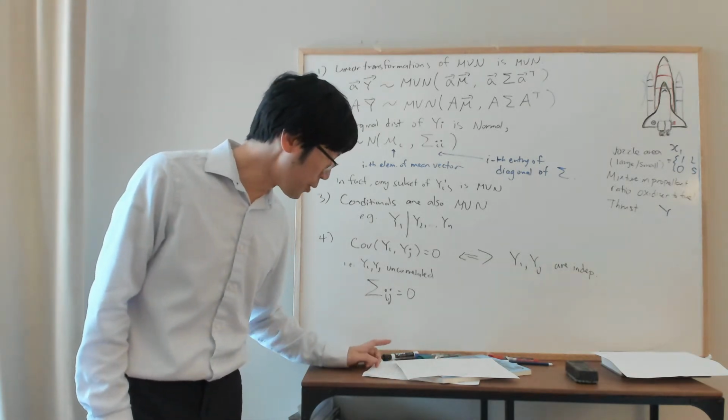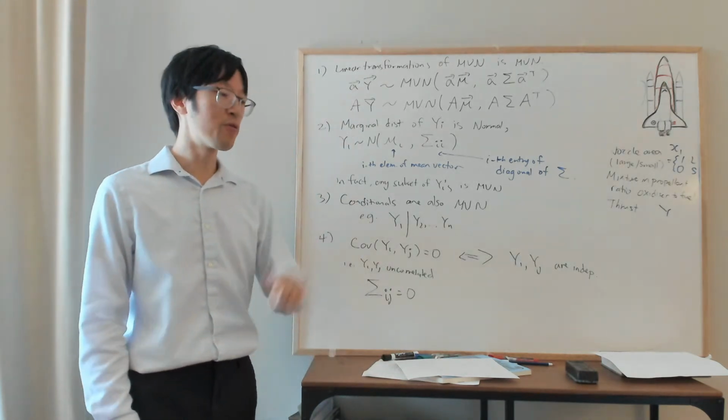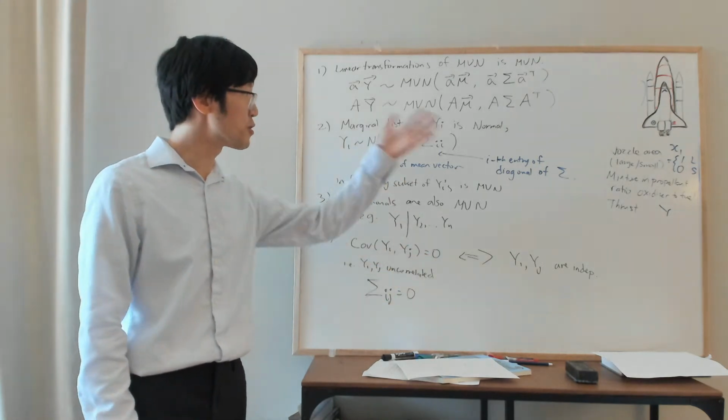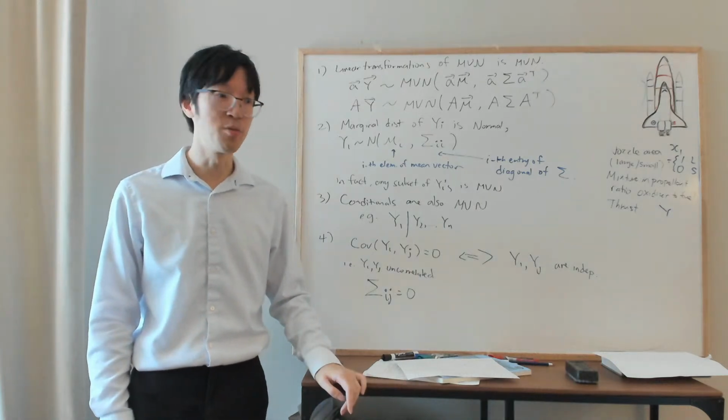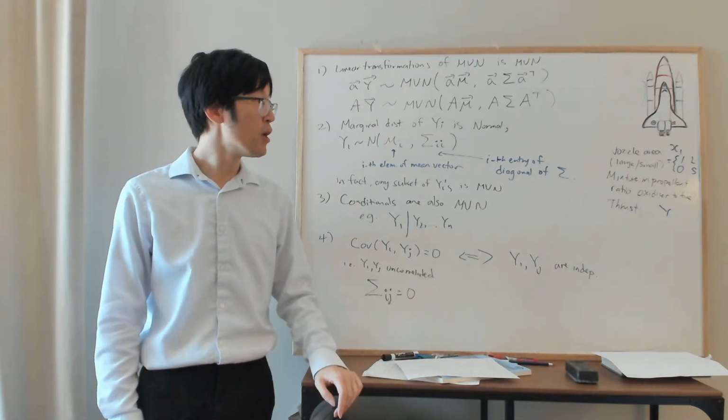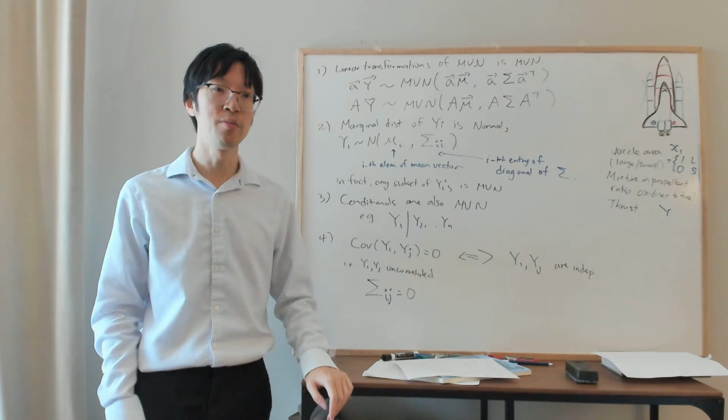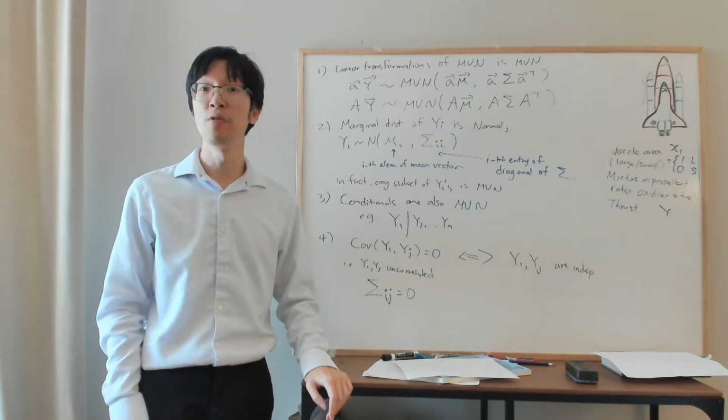And when we come back on Wednesday, we're going to go back to our main topic, which is to use some of these facts we looked at today and do estimation. So we're going to estimate the parameters, the vector of parameters beta, in the multiple linear regression model.